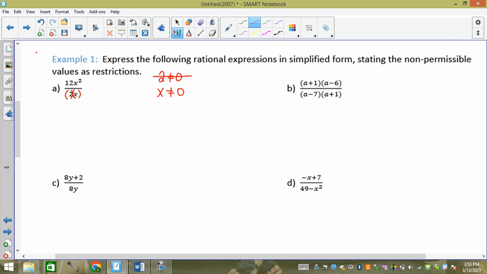Now remember, we can check it. If we plug it back in, if it is a true NPV, the denominator will equal 0. True statement? Yes. So if I put a 0 in here, I go 2 times 0 and I get what? 0. So it is an NPV. It's right. And it's the only one.